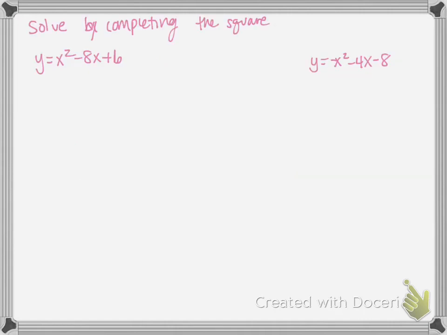So to complete the square, remember we've got to find that new c value. So we're going to move this other c value over. We're going to keep that y there. My b is negative 8, so I do my b divided by 2 squared. So negative 8 divided by 2 is negative 4, squared, which gets me 16. So 16 is what I add to both sides. So negative 6 plus 16 gets me 10.